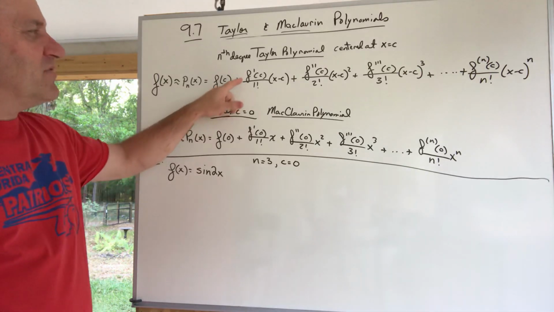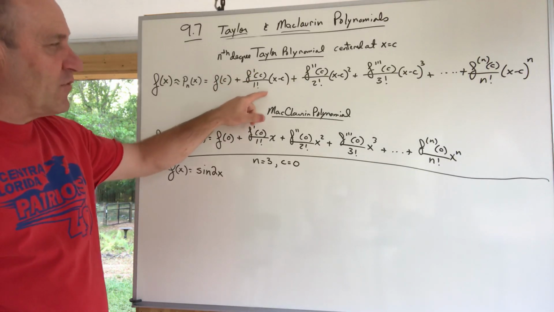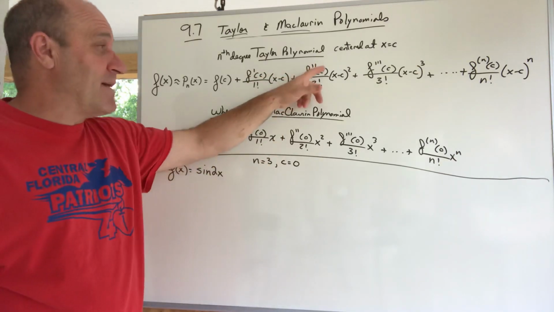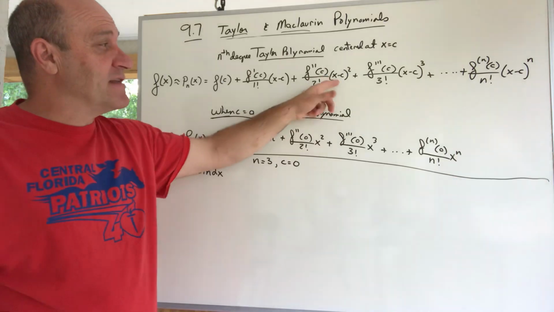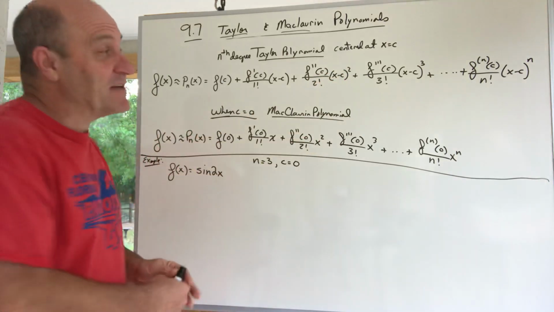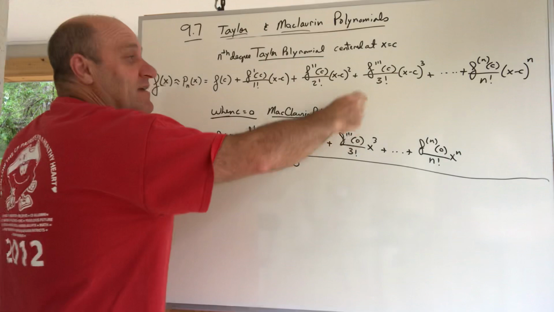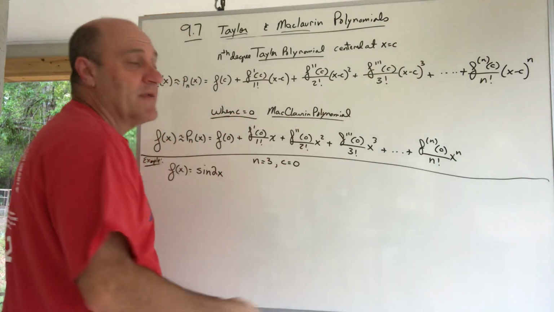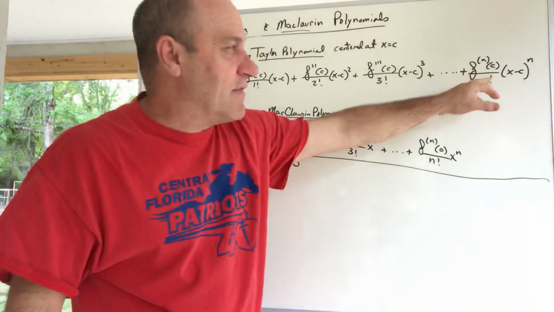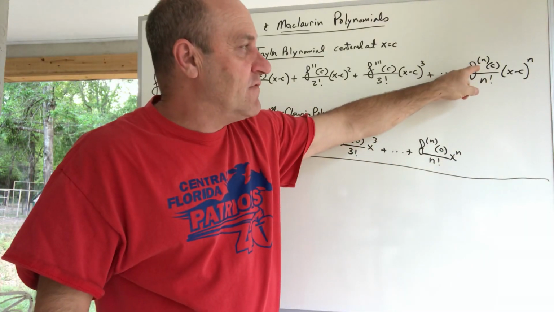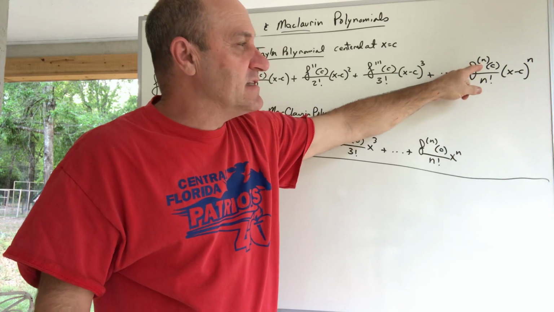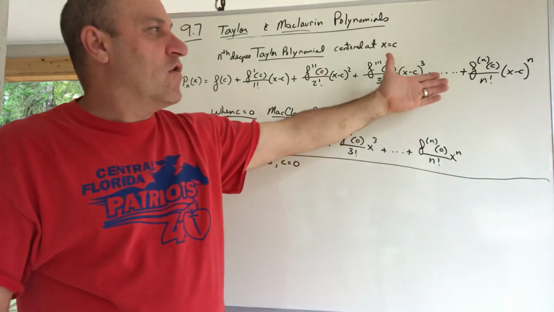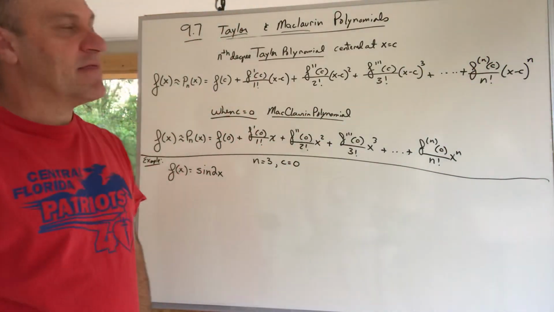f of c plus f prime of c over 1 factorial times x minus c to the first, plus f double prime of c over 2 factorial times x minus c squared. Maybe you know the next one: f triple prime of c divided by 3 factorial times x minus c to the third, and so on, all the way to an nth degree. That's an nth derivative, with the n in parentheses. That's the nth derivative of f, evaluated at c, over n factorial times x minus c to the nth.